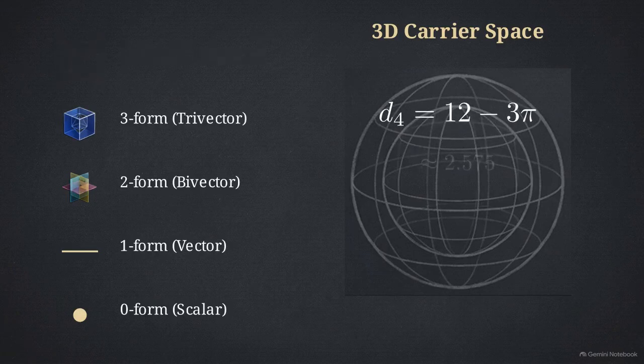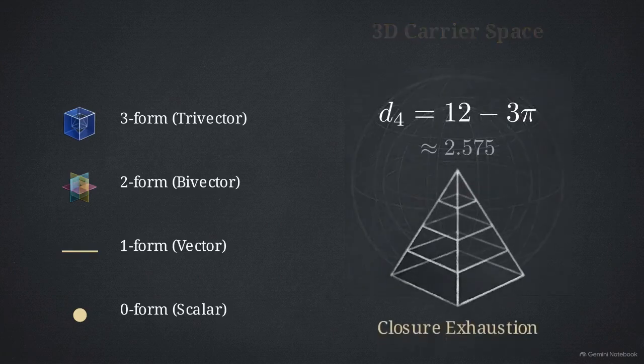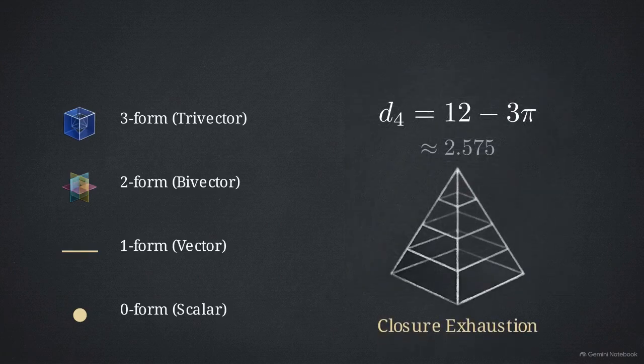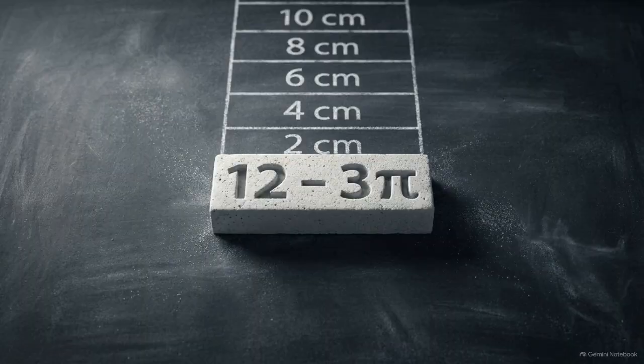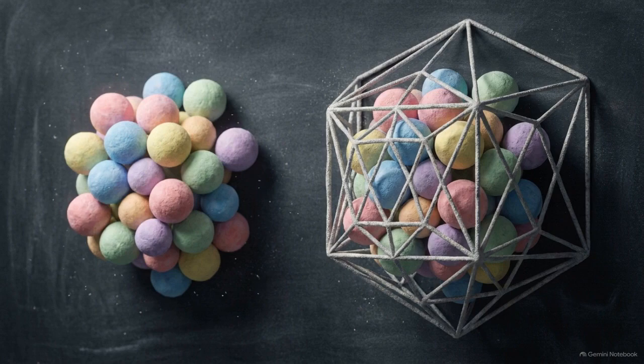That algebraic limit directly maps to the fourth numerical iterate in the orbit, 12 minus 3 pi. Because there is literally no new independent closure grade available on a three-dimensional carrier, this iterate marks the absolute onset of closure exhaustion. The finite structure of the standard model forces is not an arbitrary limit. It is hard-capped by the algebraic limits of three-dimensional space itself.